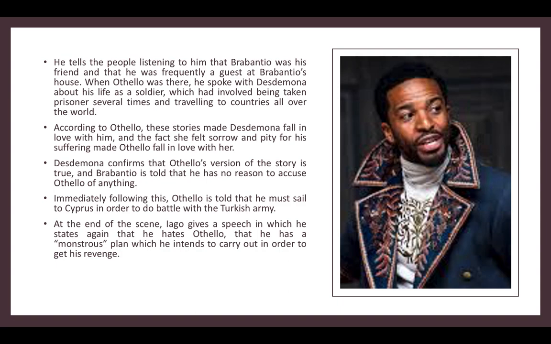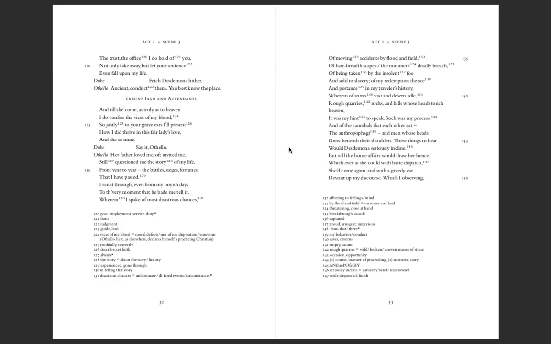What Othello says is that he was frequently a guest at Brabantio's house, and that while he was there, Othello would tell stories to both Brabantio and Desdemona about his life as a soldier. So Othello is invited over as this exotic guest, into the house of a Venetian nobleman, to entertain him and his daughter, and to tell them fanciful stories about the wonderful and the horrible things that he's seen in his life. And we see this in Act 1, Scene 3 here.